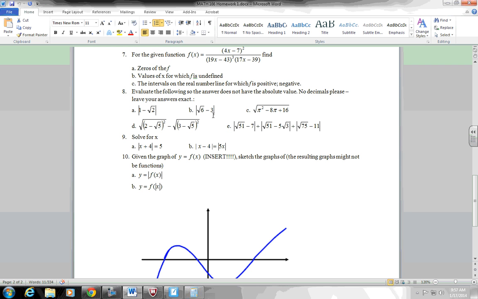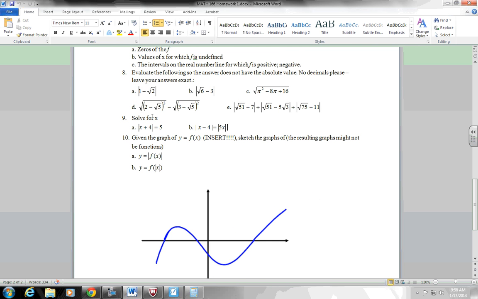Because you have problems. Here's a fun one on your homework. Computing those absolute values. You just have to identify, is square root of 51 minus 7 positive? Probably, because square root of 51 is bigger than 7. And here's the square root of 75 minus 11. That's probably negative. So you're going to have to change the sign of that. Okay?